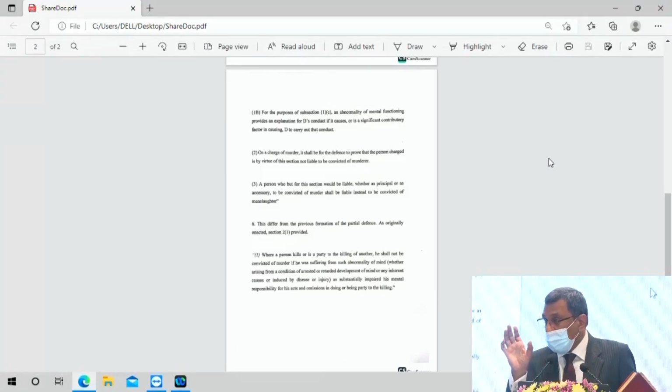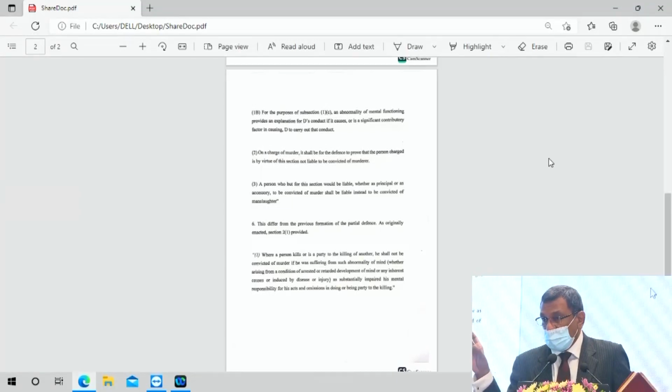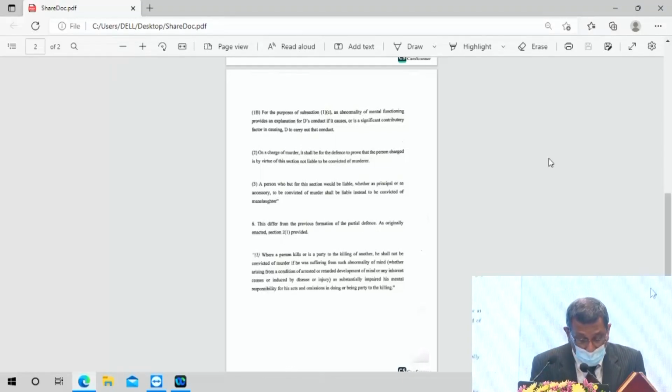Now that is a part that has to be found out with reference to the evidence of a psychiatrist, an expert on the subject, that there had been a prevailing medical condition that had driven the person to commit that particular offense.